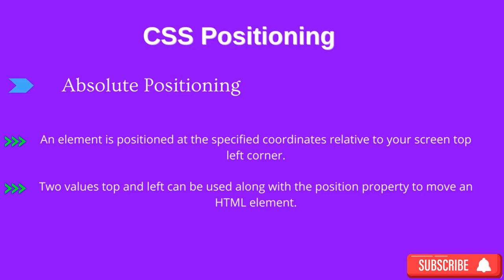Two values, top and left, can be used along with the position property to move an HTML element. For example, if you pass 0, 0 in the absolute position, it will go to the top and the left-hand side, and if you want to make some changes, you can just keep changing the values, that is the left and the top, to place it at a particular position.